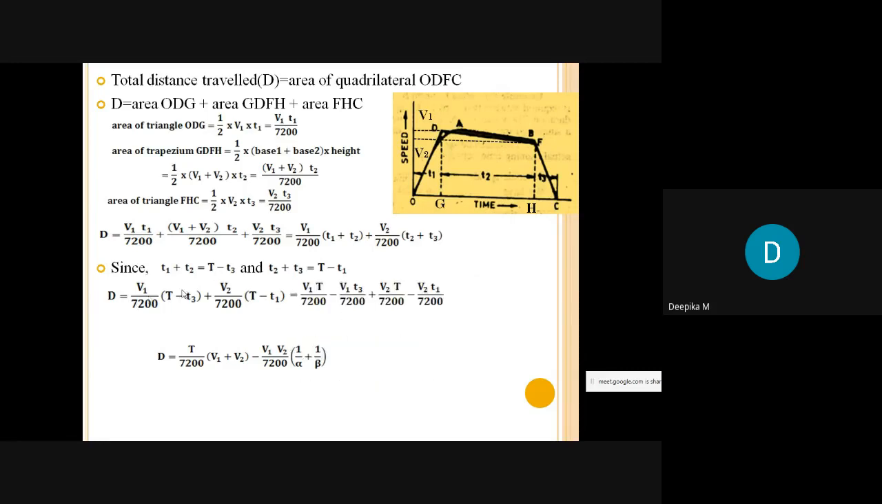Next, I'll multiply this term. So therefore, V1 by 7200, V1 into T2, T by 7200, like that I'll multiply. Next I'll take T by 7200 as common. If I take T by 7200 common, then I have V1 plus V2. And these two terms remain the same, and I'll replace T3 by V2 by beta and T1 by V1 by alpha. Next I'll take V1 into V2 by 7200 as common, so I am left with 1 by alpha plus 1 by beta. So this is the formula to calculate the distance between the two stations.